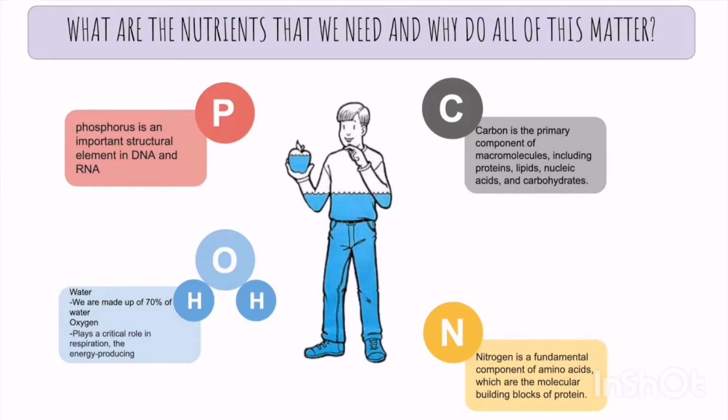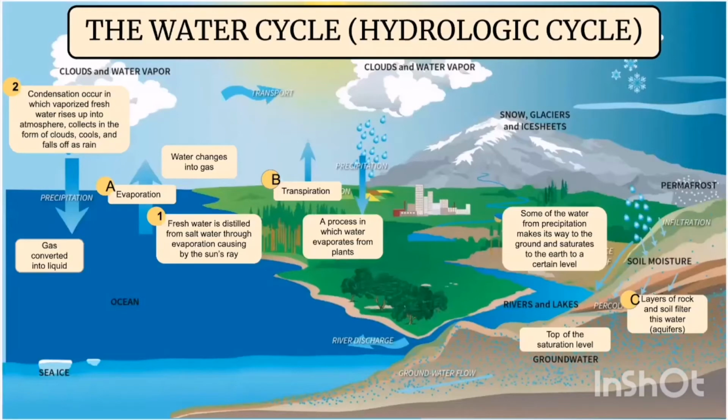Let's go through the first biogeochemical cycle, which is the water cycle, or can be called the hydrological cycle. There are three processes or ways water can be cycled. The first one is by evaporation from the seawater. At first, fresh water is distilled from salt water through evaporation caused by the sun's rays. In this state, water changes into gas.